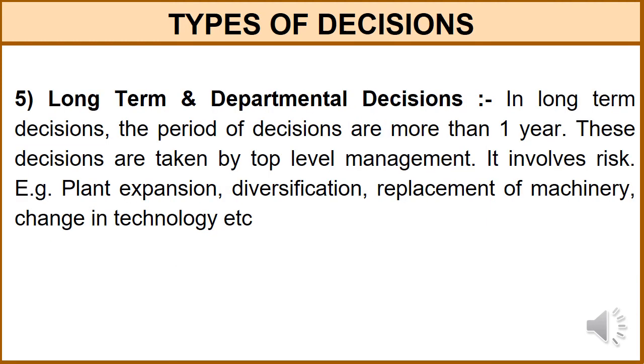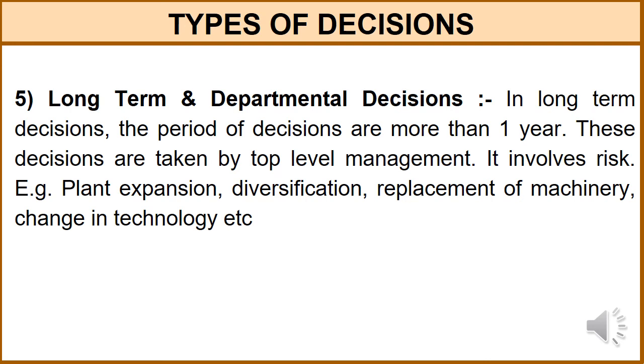The fifth one, long-term and departmental decisions. In long-term decisions, the period of the decision is more than a year. Examples are purchase of an asset, purchase of a building, or raising funds from the public by issuing shares or debentures. These decisions are taken by the top level management, and they involve a lot of risk. Examples: plant expansion, diversification of a business, replacement of machinery, purchasing machinery, a change in technology, etc.